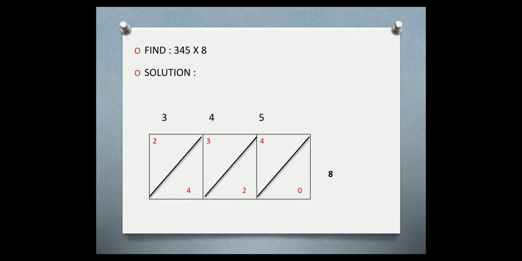So I'll start with 5. 8 into 5. What is my answer? It is 40. So what is the digit in ones place? 0. I will write at the bottom. And what is the digit in the tens place? 4. I will write at the top.